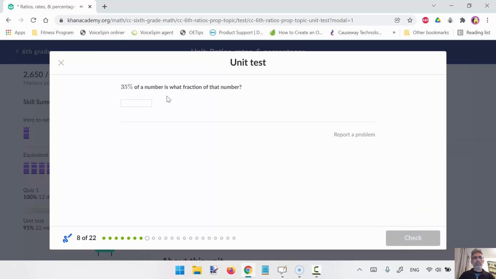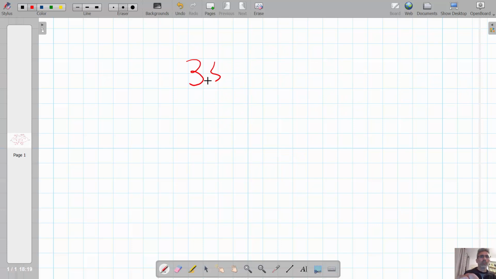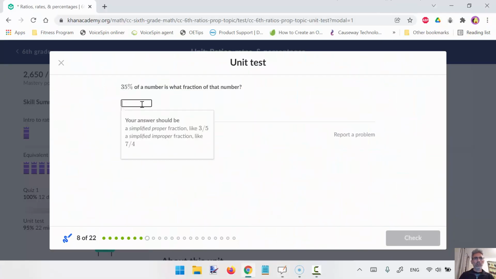35% of a number is what fraction of that number? Okay. So 35% equals 35 hundredths. This can be simplified if we divide it by 5. Okay, to go from 100 to 20, we divide by 5. To go from 35 to what? Divide by 5 to 7. 7 over 20.